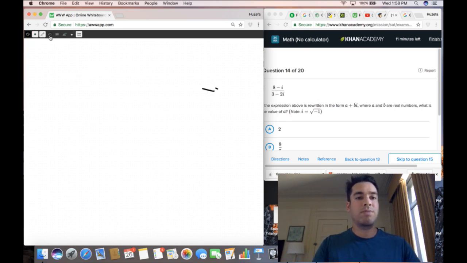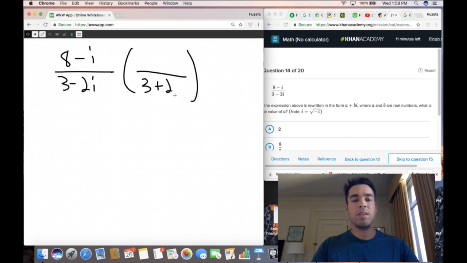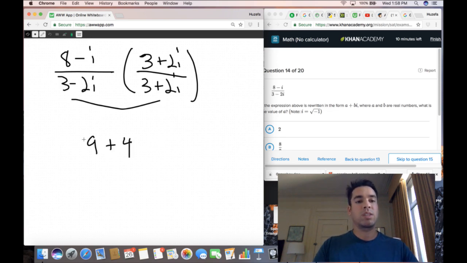All we've got to do when we have a fraction with an imaginary number in the denominator is get rid of that. The way we get rid of it is like this. We multiply top and bottom by the same expression, but we change that minus to a plus. If it was a plus, we'd change it to a minus. And then we carry it out. Top and bottom have to be the same. This ends up becoming 9. Negative 2i times positive 2i is negative 4i squared, which is actually positive 4. That's what it works out to be.